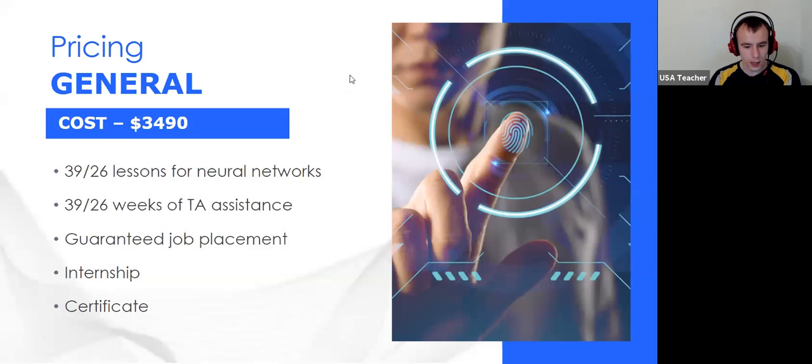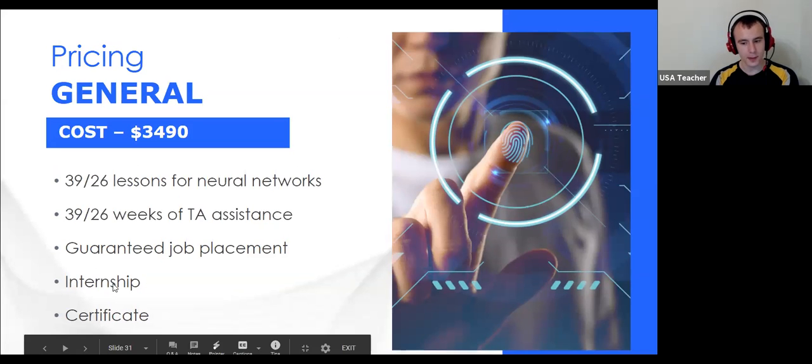So that also comes with guaranteed job placement. Once again, I want to emphasize that. So far we have unpaid internships. We are looking towards making them paid internships. By the time you complete the course, we might have paid internships, but no promises on that.